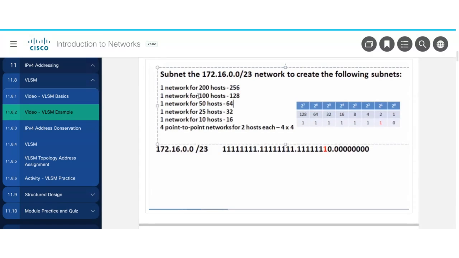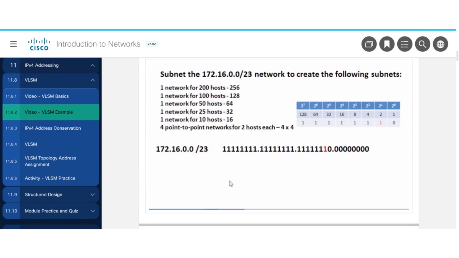Similarly, I'm unable to create exactly a 100 host subnet, but I can create a 128 host subnet, a 64 subnet, a 32 subnet, a 16 subnet, and 4 host subnets will satisfy these requirements. If I add up all of these numbers, 256, 128, 64, 32, 16, and 4 subnets of 4, the total number is 512. So I'll have exactly enough host addresses to create these sized subnets and meet the requirements.